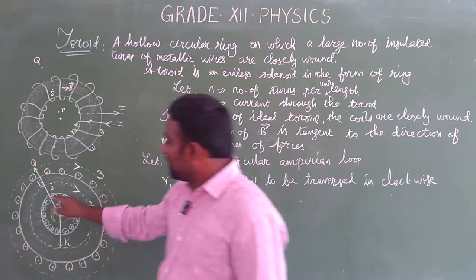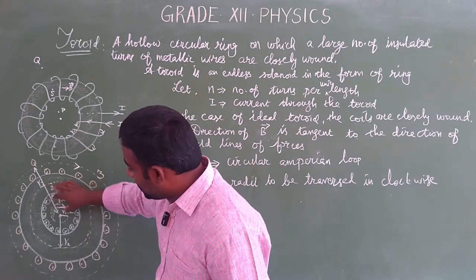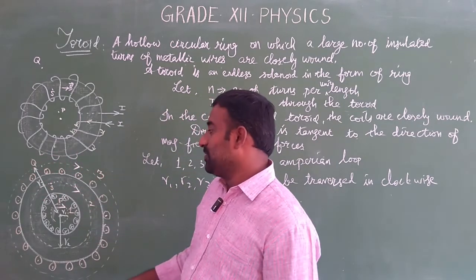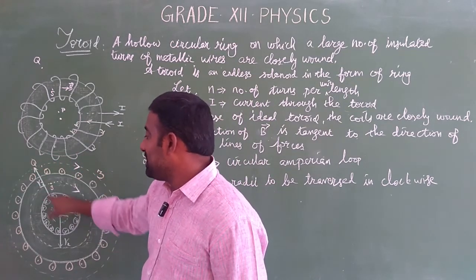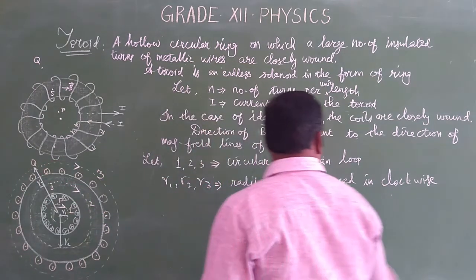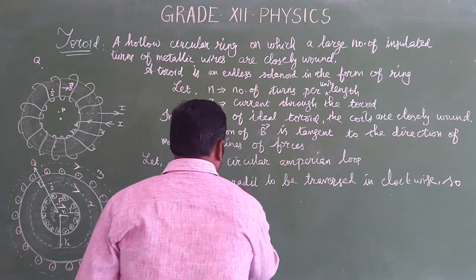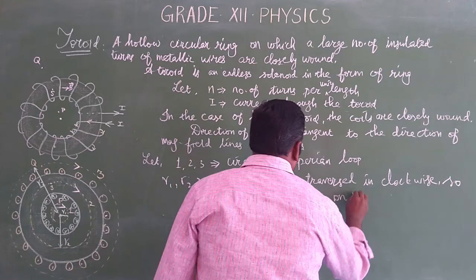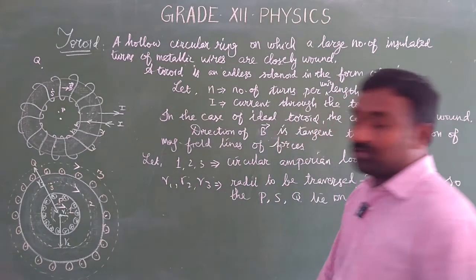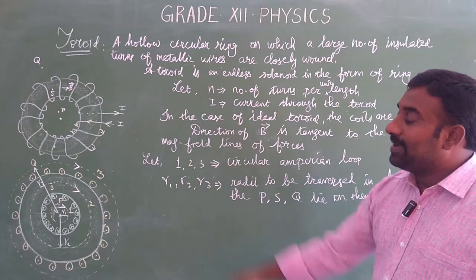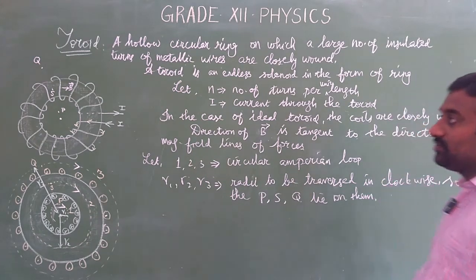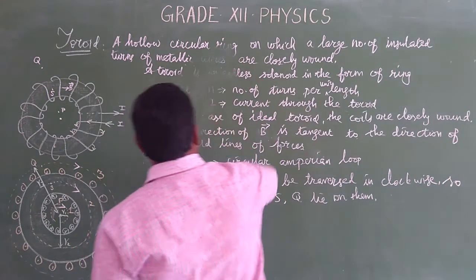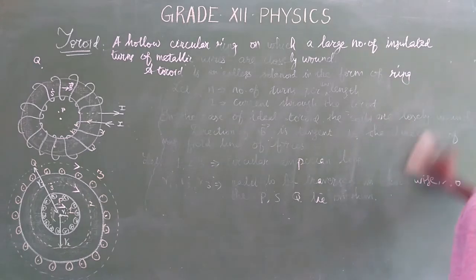So r1 is the radius of the first loop, r2 is the radius of the second loop, and r3 is the radius of the third loop, so that P, S and Q may lie on them. Now our aim is to determine the magnetic field of an ideal toroid, and based on this diagram we are going to find it.